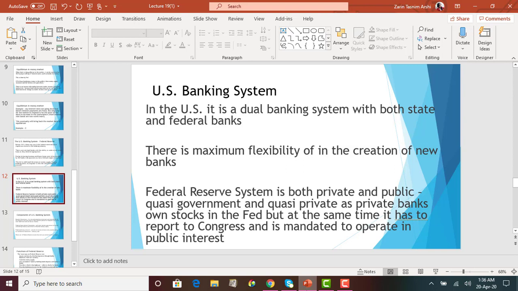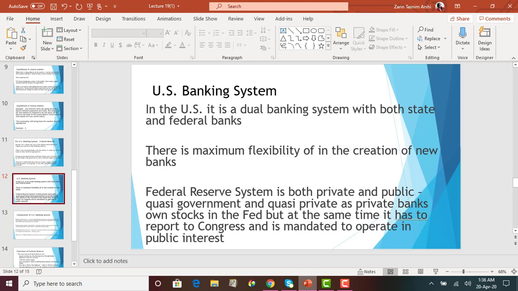And there is maximum flexibility in the creation of new banks. It's very easy to create new banks now. Very little regulation from the government in order to create a bank. However, once you're created, the federal government will regulate your activities. So the Federal Reserve System or the central bank is half private and half public. Okay, so it's half government and half private. So we might think that the Federal Reserve is owned by the government, but that's not true.